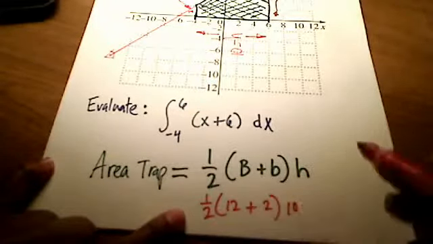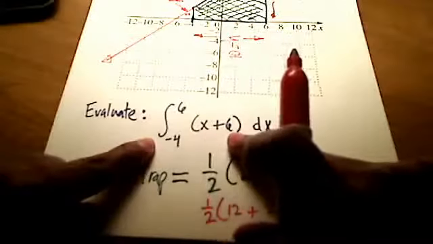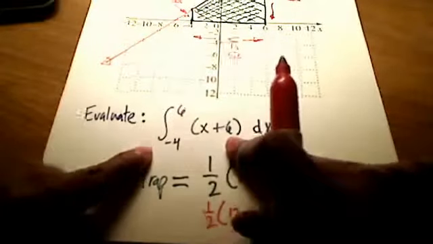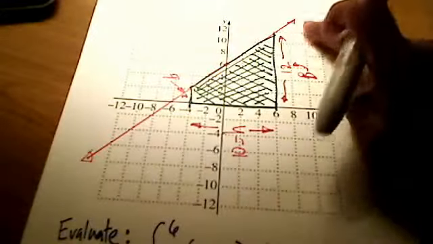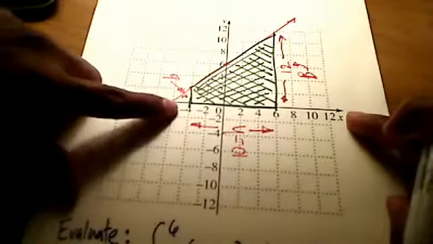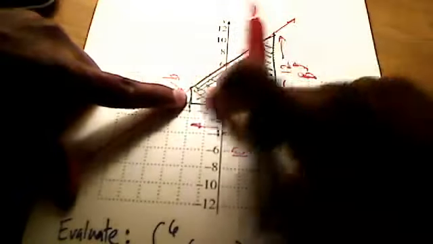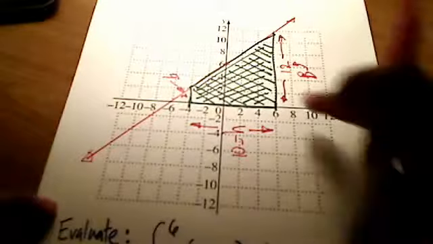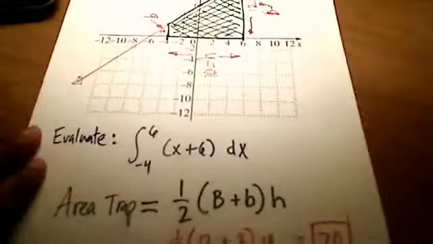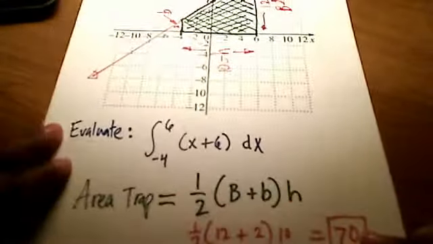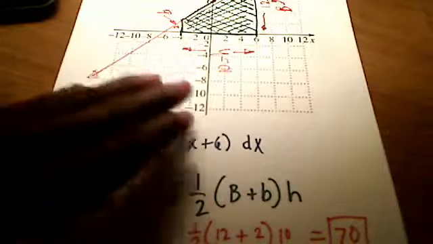Okay, so that's one way to evaluate this, knowing that my integrand x plus 6 was simply a line. And we were evaluating between -4 and 6. So my total area, in this case a trapezoid, was 70. Alright, but what if you didn't want to graph it? You could actually work this problem out using another method. Let me show you the other method, and that is with the Fundamental Theorem of Calculus.